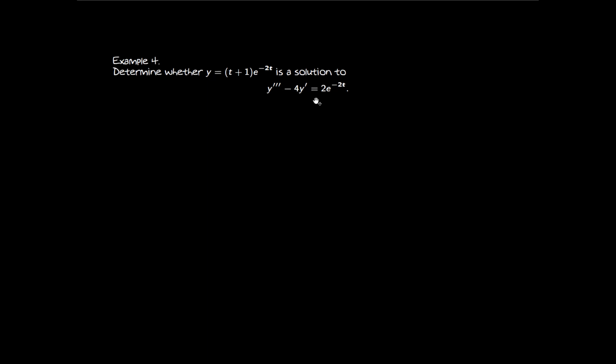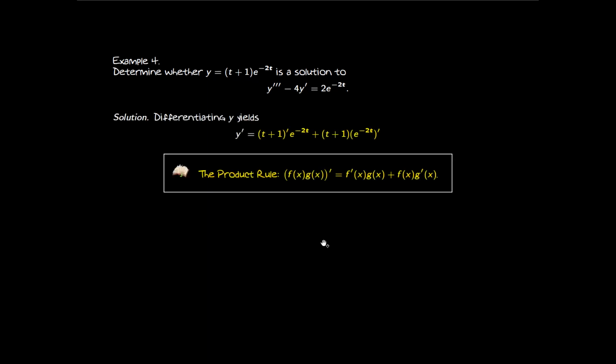And in order to do that, we need to find the derivatives. And because here we have a product of a polynomial and e to the negative 2t, we have to do the product rule. So once again, this is the product rule. We're going to do the derivative of the first term times the second term, and then plus the first factor times the derivative of the second factor.